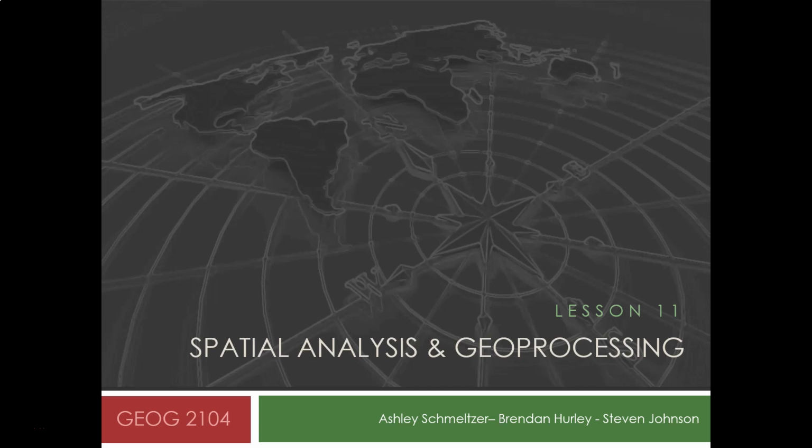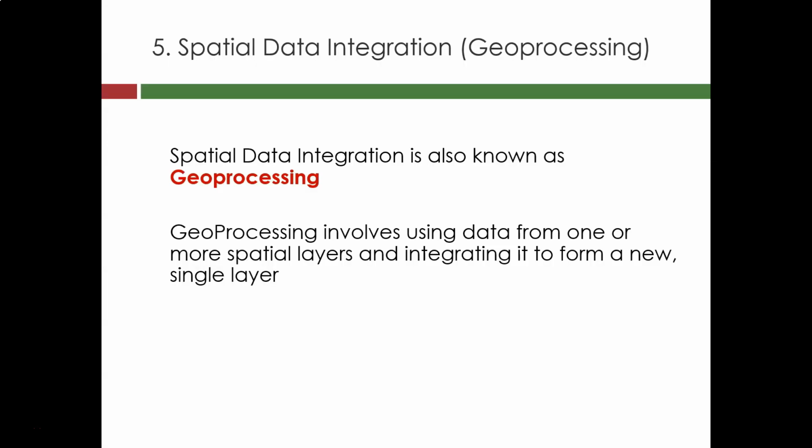This is Geography 2104, Lesson 11, Spatial Analysis and Geoprocessing, Section 3. Geoprocessing is a way to create new data based on the layers you already have. Another name for geoprocessing is spatial data integration. In most cases, you will alter the geometric properties of the features in a dataset while controlling some aspects of how the subsequent attribute data is handled.